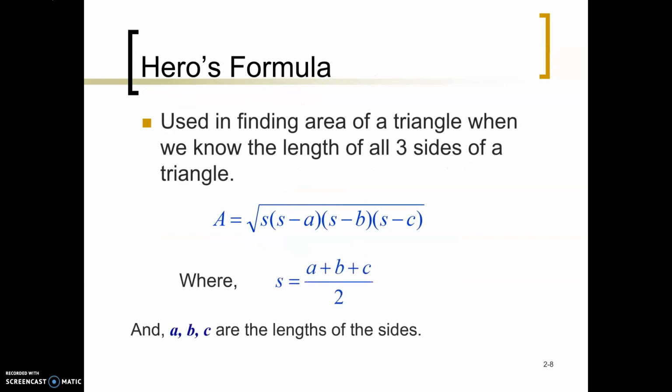Another formula for finding the area of a triangle is called Heron's formula, and it is used when you know all three sides of the triangle, the lengths of all three sides. Those three sides are lengths A, B, and C. Before you can use Heron's formula, you first have to calculate S. S is the sum of the three sides divided by 2. And then you must sub it into here.